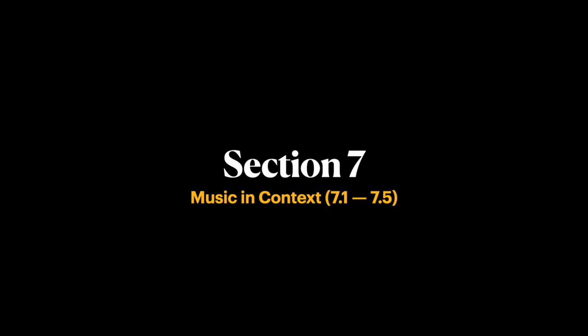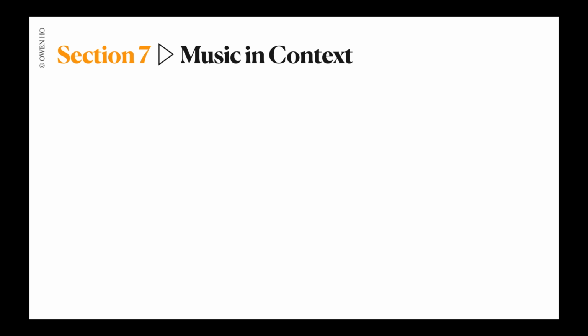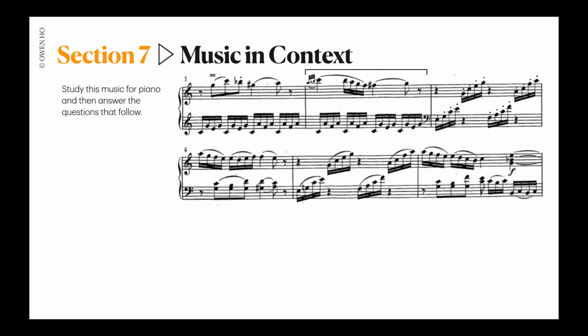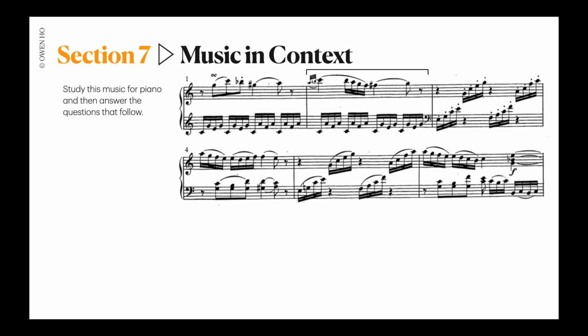Section 7.1 to 7.5. This section is the final section in the Grade 5 Music Theory exam, and there are 5 subsections, in which you will be asked questions relating to a short piece of music. All the questions here involve knowledge that you have already learned, and it's more about putting this knowledge into real use in the context of an actual piece of music.